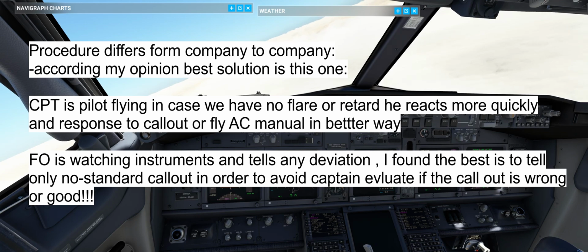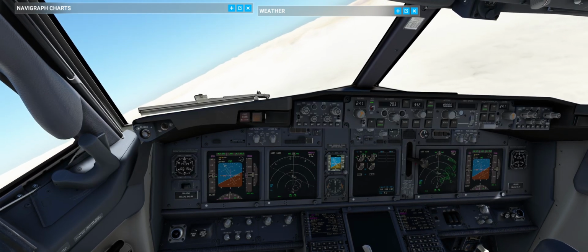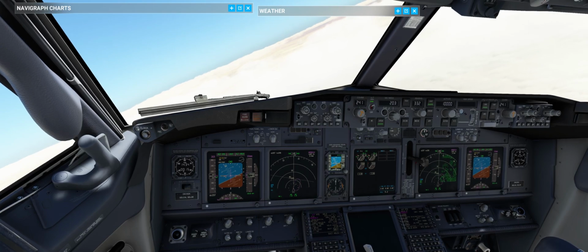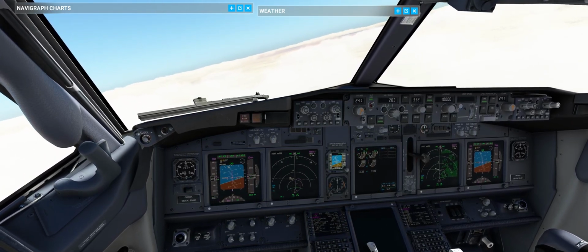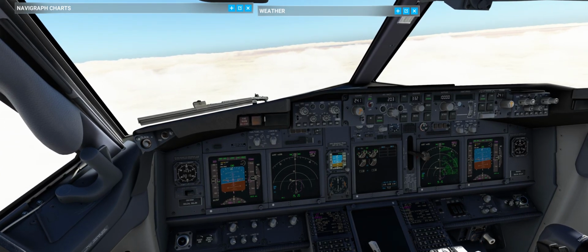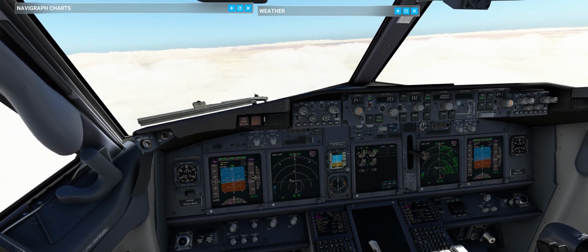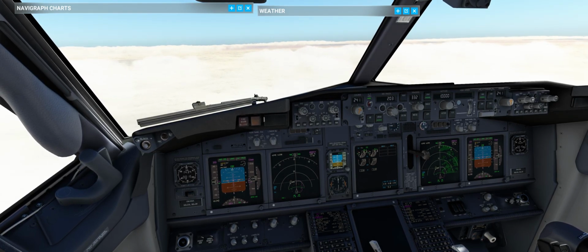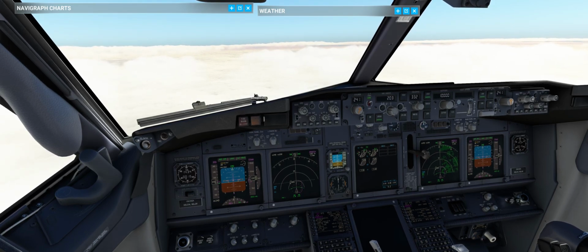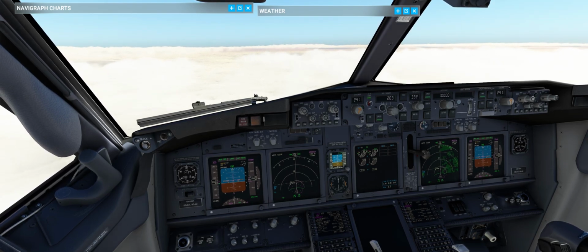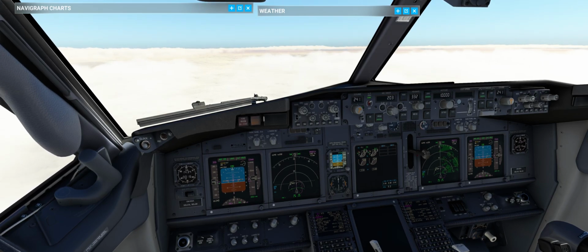So for example, at 50 feet RA you have no retard, so we are using the no call out policy, because if I say no retard, that means for the captain that he doesn't need to evaluate whether the call out was correct or wrong. But if the first officer says no retard, it automatically goes into the head of the left seat pilot, which is the captain. Okay, we don't have the flare, so he disconnects the autopilot and flares the airplane manually.